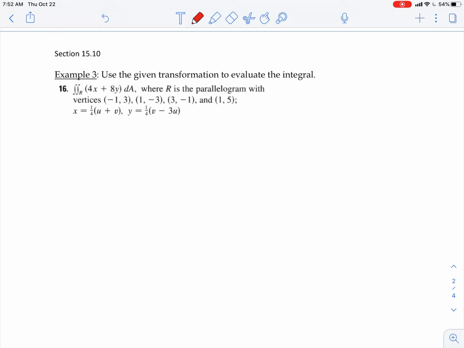Welcome to page 3 of the notes. What we're going to do is find the given transformation to evaluate an integral. We're given what our double integral is, and we're also given what the region looks like. It also gives us the transformation. It tells us that x is equal to 1/4 u plus v, and y equals 1/4 v minus 3u.